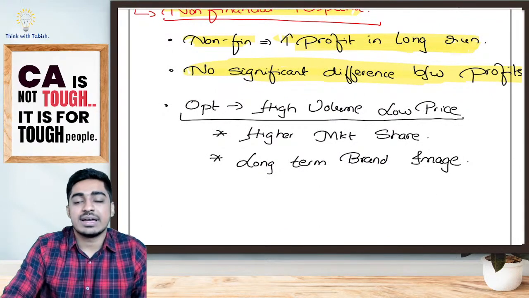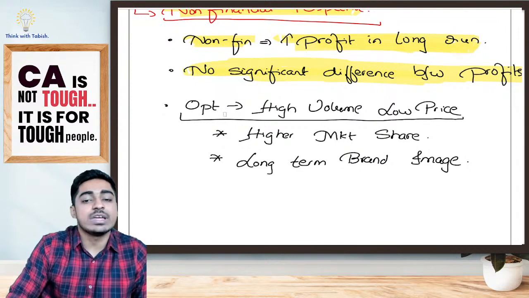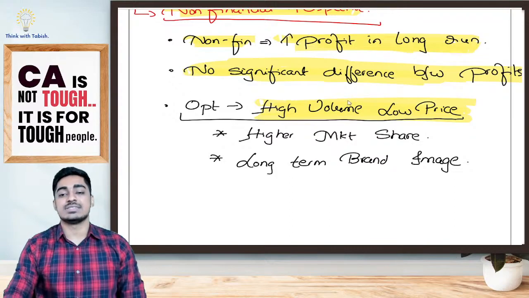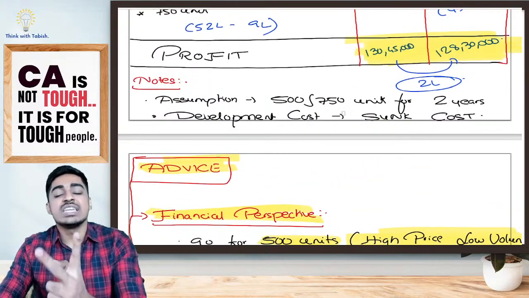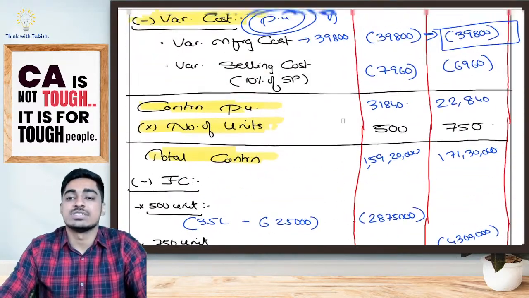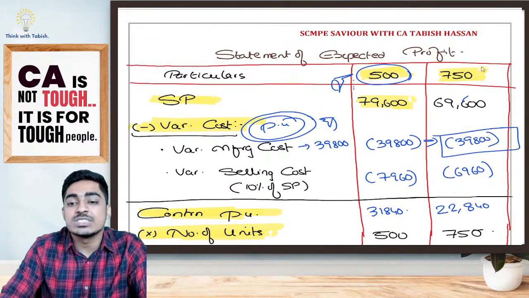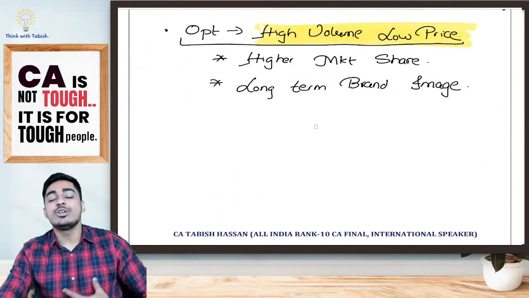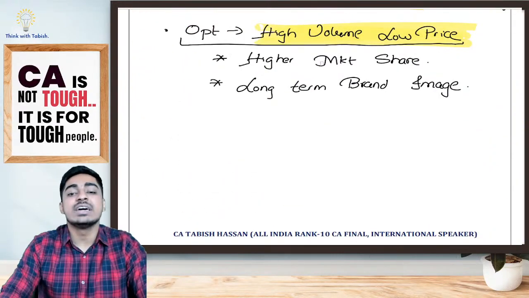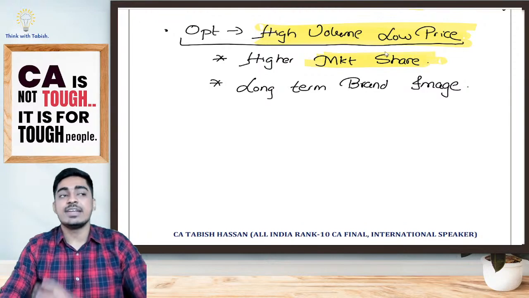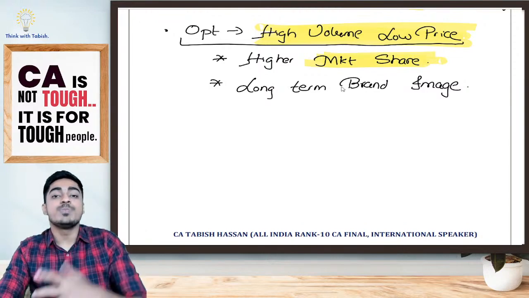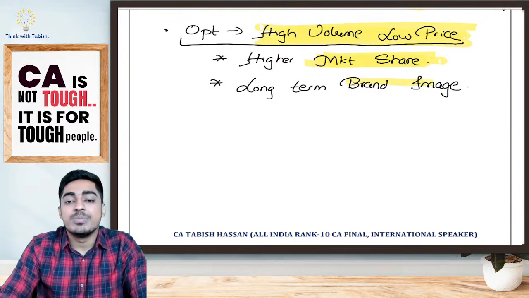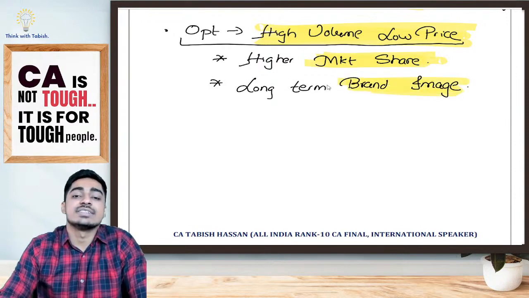So the suggestion they are telling is, we can opt for low price, high volume, because there is no significant difference between the profits. One thing we can do is opt for 750 units. Why? What happens if we are in a position to sell to more people? We can get a bigger market share, and we sell our goods to more people. If our goods are good, it will help us build a good brand image. This is what the answer is for.